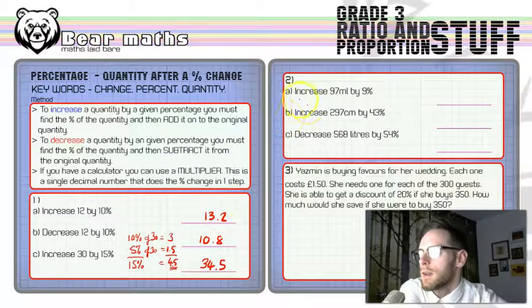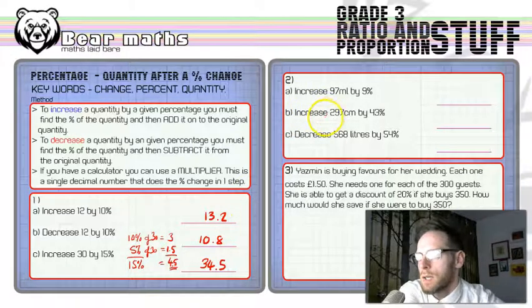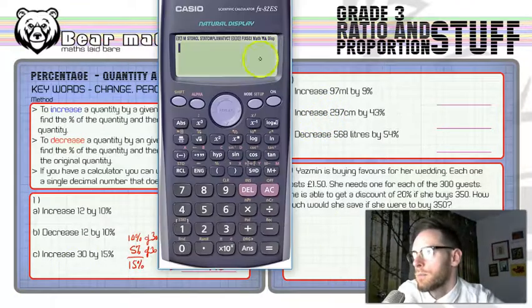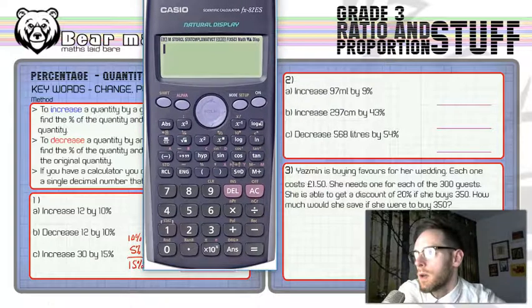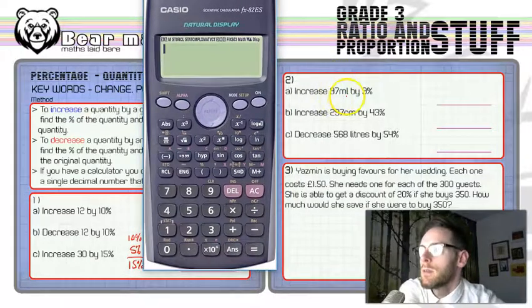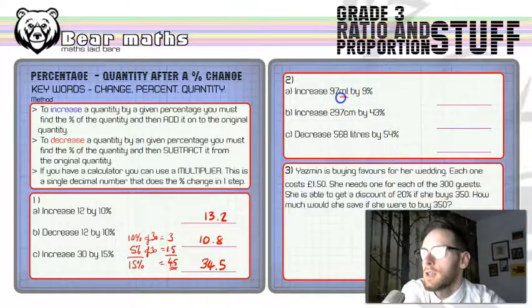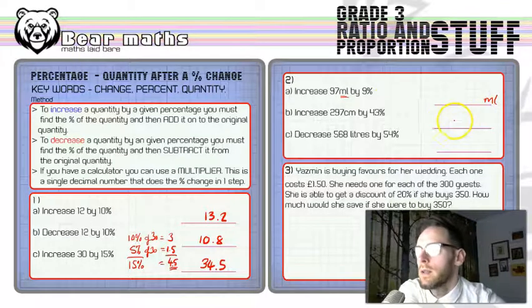Now in question number 2, this is where we're going to have to employ the calculator. So I'll just pause this a second and bring the calculator in. So there we go. Now increasing 97 milliliters by 9%. It doesn't actually matter the context of the question here that this is in milliliters, but our answer is going to be in milliliters, so we can pop that in the answer space straight away. Now this is where we have to use the multiplier.